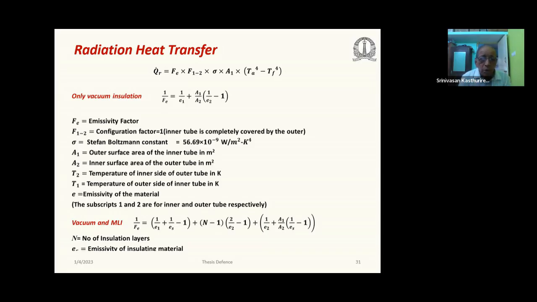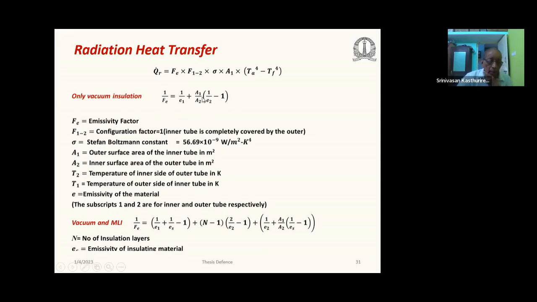Now, one can use completely vacuum insulation. That means there is no super insulation material additionally added in the system; you have only vacuum insulation. Then in that case, the emissivity factor turns out to be: 1 by Fe is equal to 1 by E1 plus A1 by A2 into (1 by E2 minus 1). So this is only for vacuum insulation.